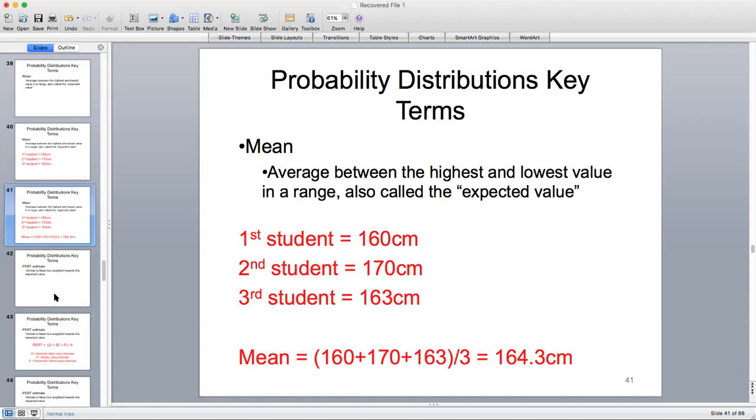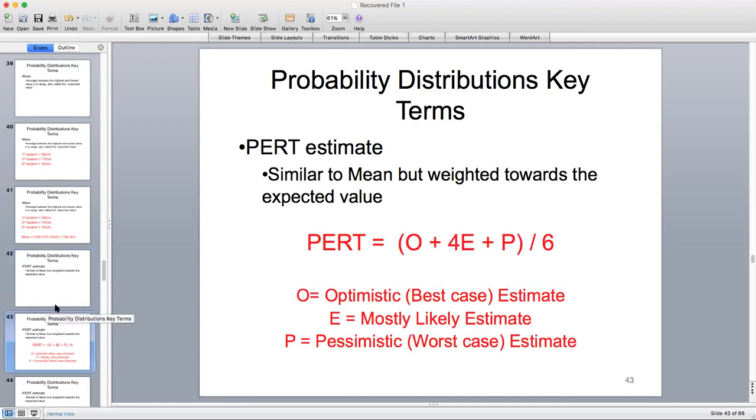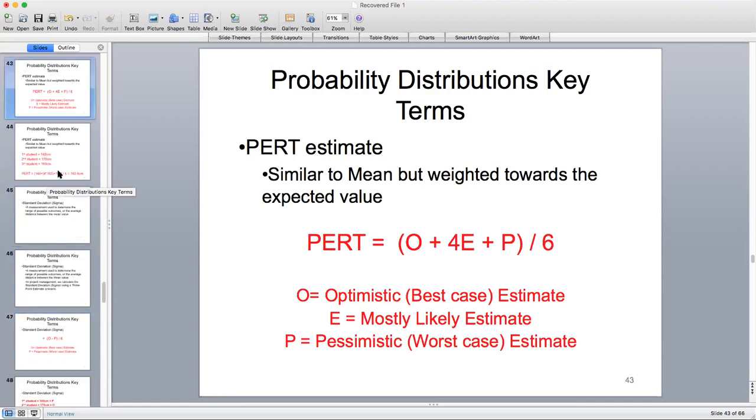And in many projects, project managers, we use the mean value. That is not the same thing as the mode, which is the value that is most likely. So the mean value is just the average value, and many project managers would use that value. Okay, but if we use a PERT estimate, we can see that there's a slight variation here. It's similar to the mean, but it's weighted more towards the expected value. And the PERT formula is the optimistic plus 4 times the estimated value plus the pessimistic value, and divide all that by 6. So you can see there's a weight of 4 times the estimated value in this average.